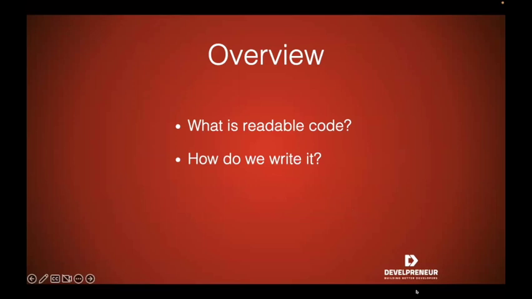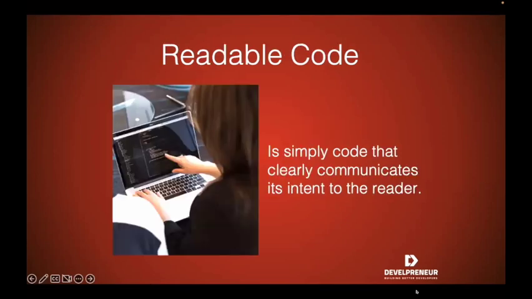So we're going to focus primarily on these two core topics today, but we're going to be covering it from multiple different angles. So primarily, we're going to be looking at what is readable code and how do we write it. So let's begin with what readable code is. Readable code is simply code that literally communicates its intent to the reader.